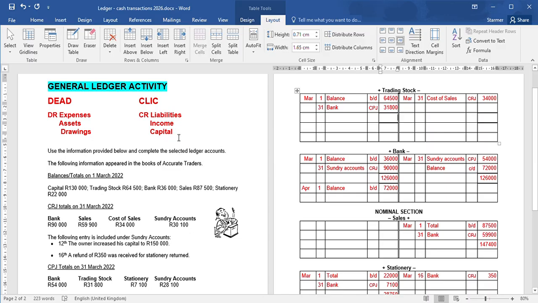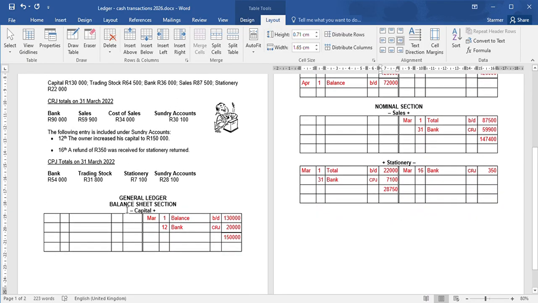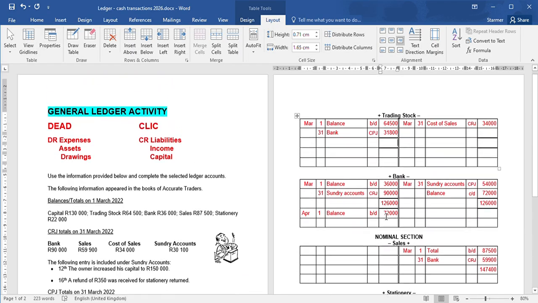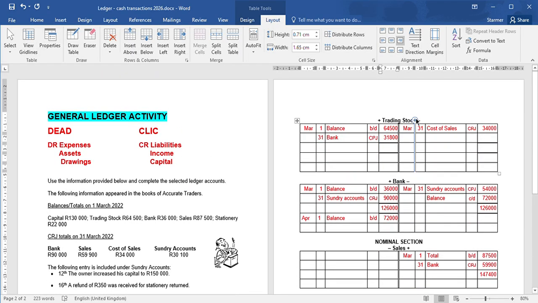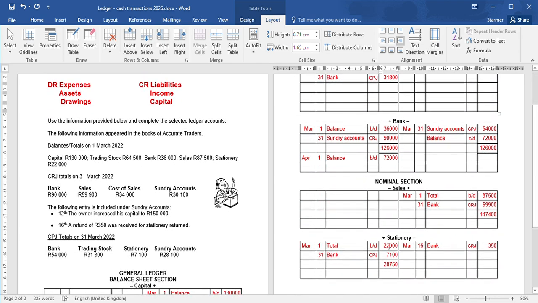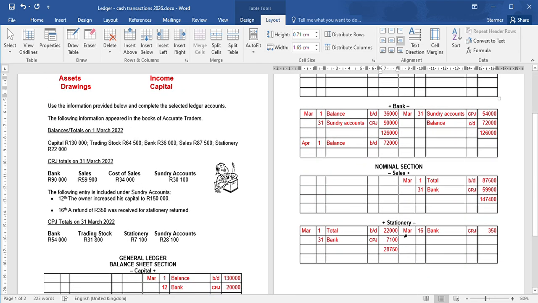The first thing you do when you're doing general ledger is you head up the accounts and you apply that DEAD CLIC rule. So the first account we're going to be doing is capital. Capital is capital, so it's minus plus. Then we have trading stock. Trading stock's an asset, so it's plus minus. Bank is an asset, plus minus. Sales is income, minus plus. And stationery is an expense, plus minus.